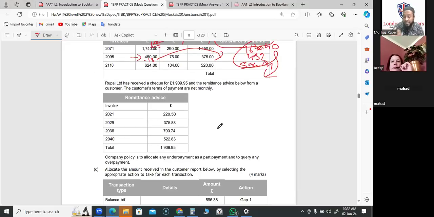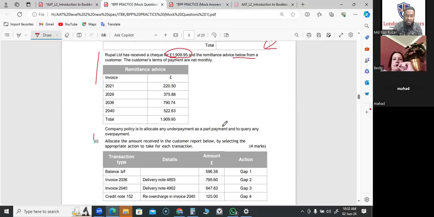Next question, next part, which is for C. There's the scenario. Rupal Limited has received a check of this much, and the remittance advice below from a customer. The customer's terms of payment are net monthly. There's some invoices, and there's some money matter given.